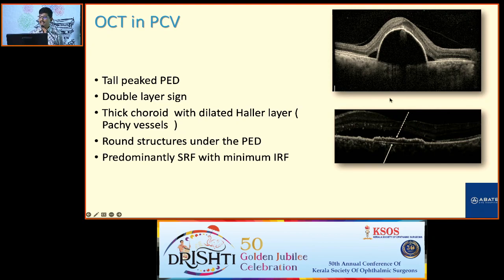An important finding is that most of the patients with PCV will be having predominantly SRF. They will not be having much of the intraretinal fluid that you see in conditions like RAP. Another important finding is that you should look at the choroidal thickness. The choroidal thickness is high in patients with PCV. They may be having a pachychoroid.